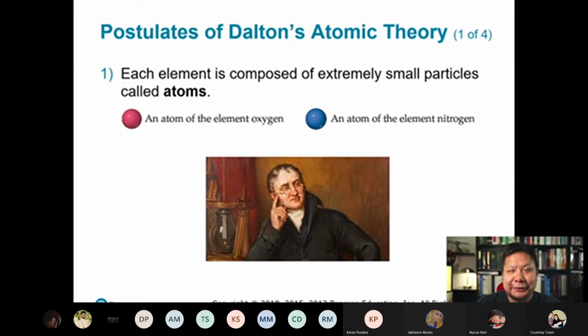There are four postulates in Dalton's atomic theory. Since the book had such a suave picture of him thinking for these postulates, I decided that in this presentation I would provide you with the glorious sight of all these wonderful portraits of John Dalton, if you were wondering what he looked like in his different poses.